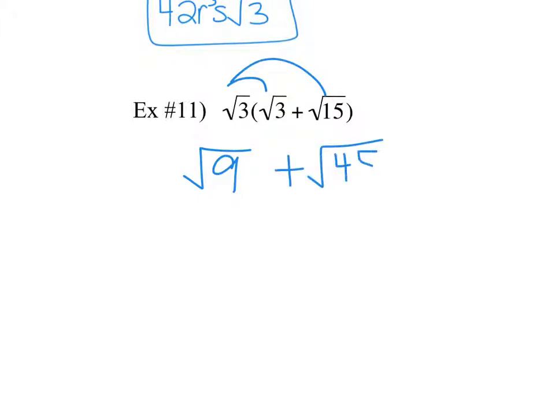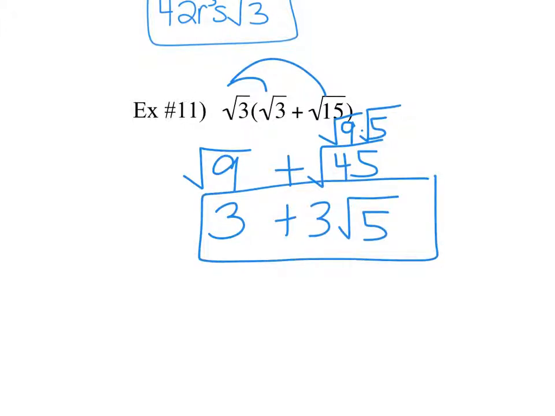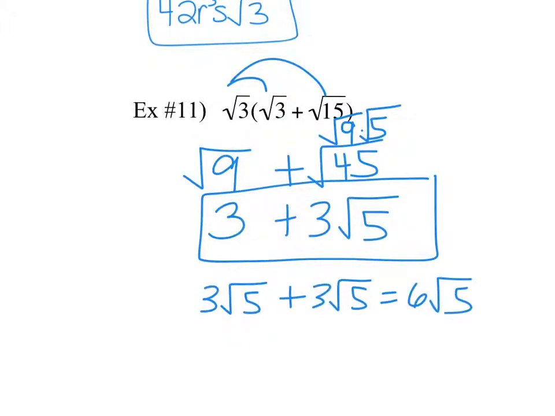Rad 45. All right, so let's fix these now. Square root of 9 is exactly 3. And then 45 is what? 9 times 5? So that would be 3 rad 5. And then those do not combine together. That would be your answer. A lot of people want to write 6 rad 5, but you can't. Because if this was 3 rad 5 plus 3 rad 5, that equals 6 rad 5. These are not like terms. This is 3, and it's being added to 3 times rad 5. It's not the same thing as this. These are not equal, this and this.